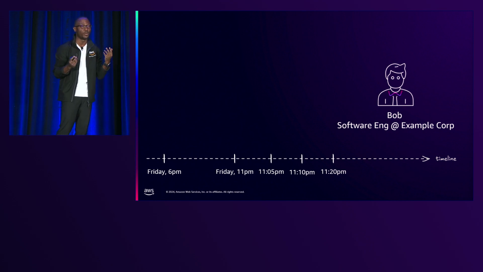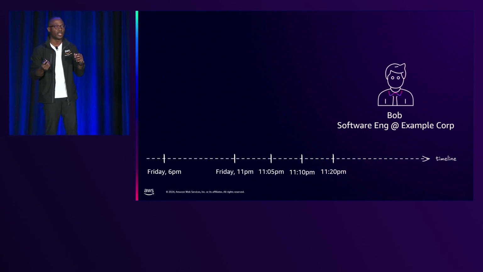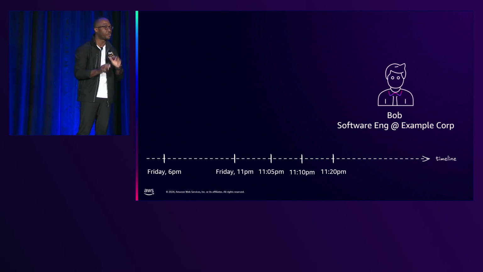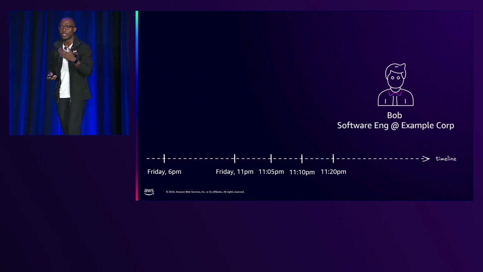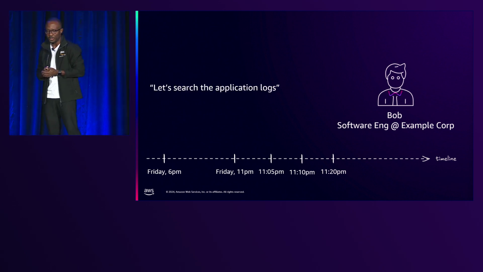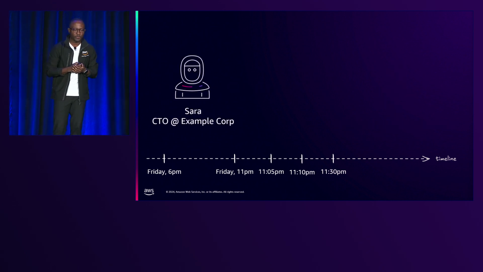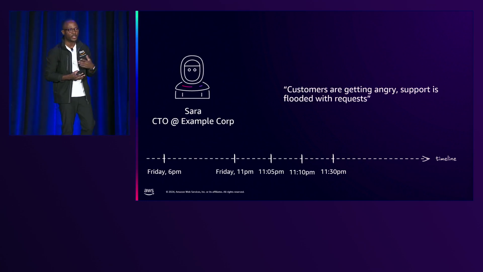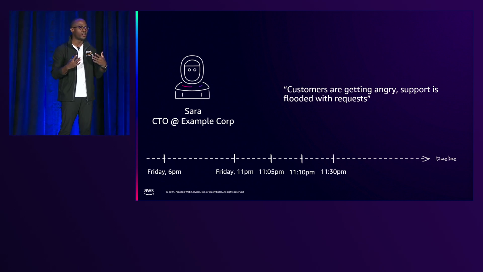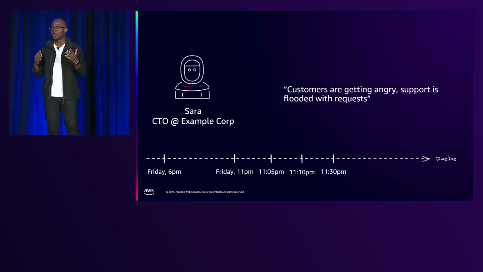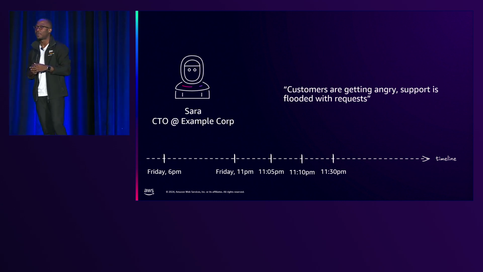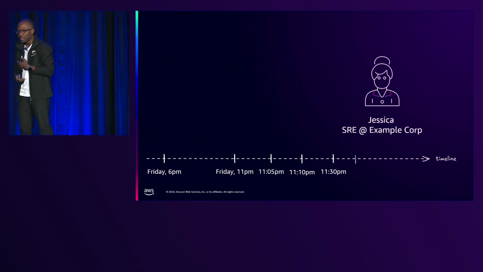There's no pointer to see what application logs we should search for. So Bob says, okay, I'm going to search for it. I'm going to get it. And Jessica is looking at the Prometheus stuff. And a few minutes later, Sarah, the CTO, joins the call because customers are getting impatient, and also support has a lot of calls. So Sarah joins the call, tries to see what is happening and how she can make the situation resolve faster. So the engineers are working.